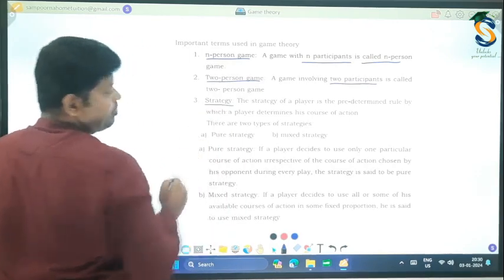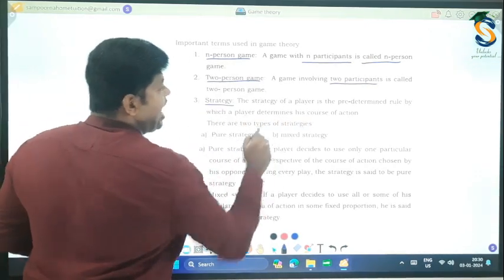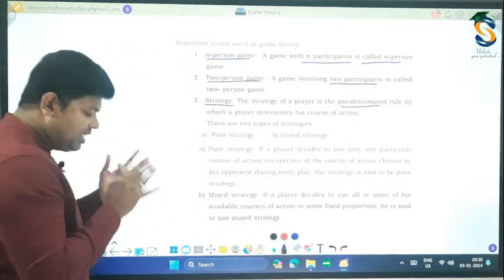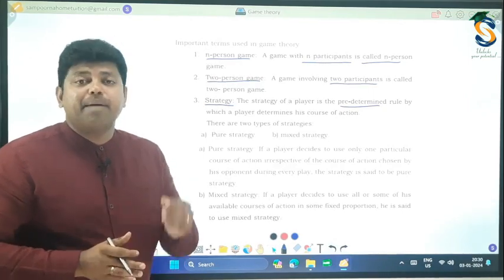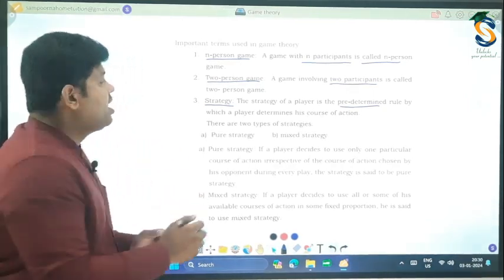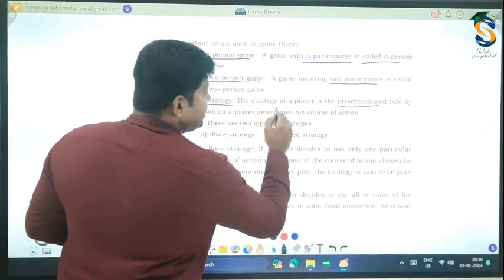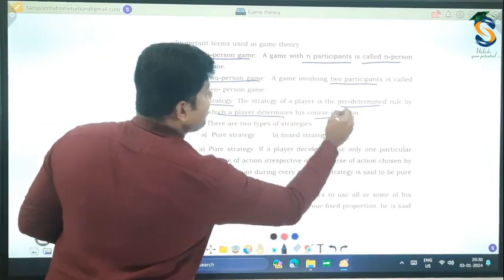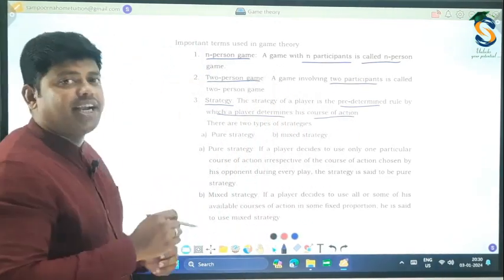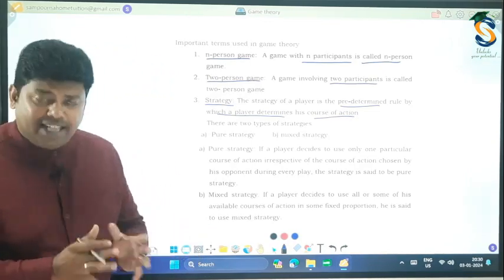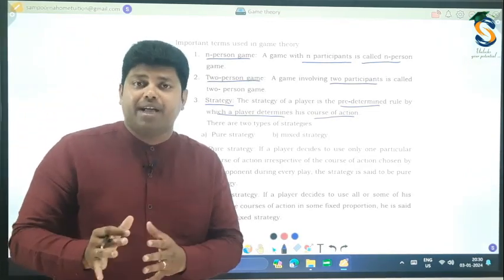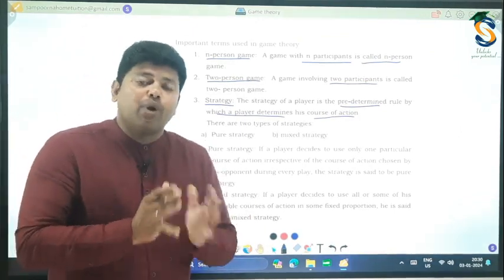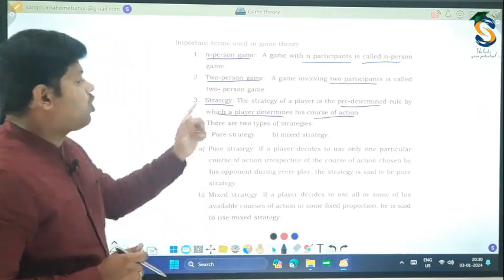What do you mean by strategy? The literal meaning of strategy is plan. It's a business word, first of all. A strategy of a player is a predetermined rule by which the player determines his course of action. It means if the opposite player plays something, he will be predetermined to play his own course of action. That is called strategy.